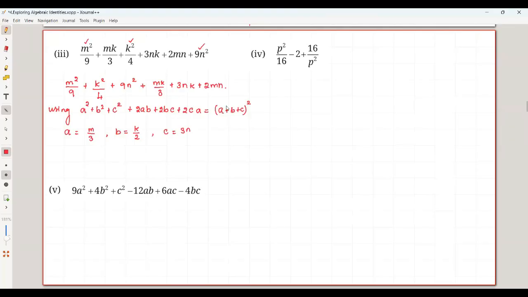So the formula is (A + B + C) the whole square. So directly also we can write, therefore, the answer (A + B + C) the whole square is equal to, we can just take it as (m by 3 plus k by 2 plus 3n) the whole square. If you expand this, we'll be getting this.